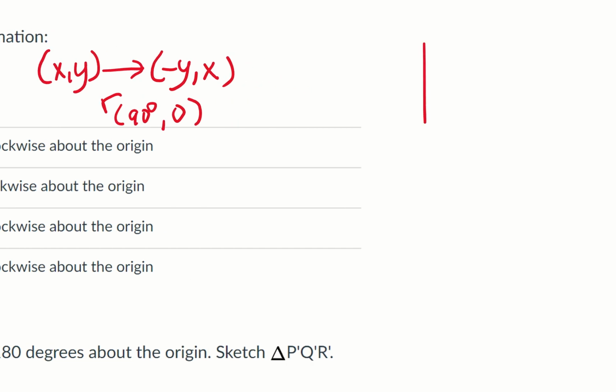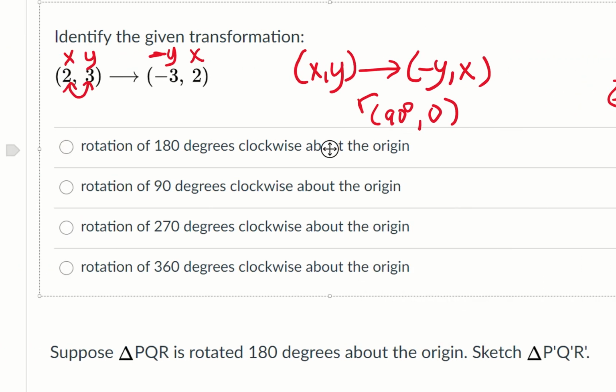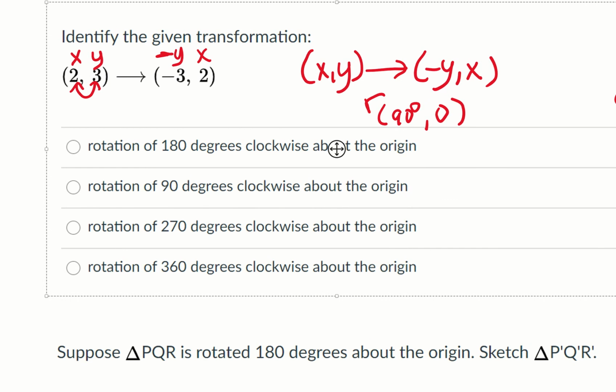So if I took a point here, and I rotated it 90 degrees about the origin, like that, then I'll get the coordinate -2, 1. All right, so this is a rotation 90 degrees counterclockwise.